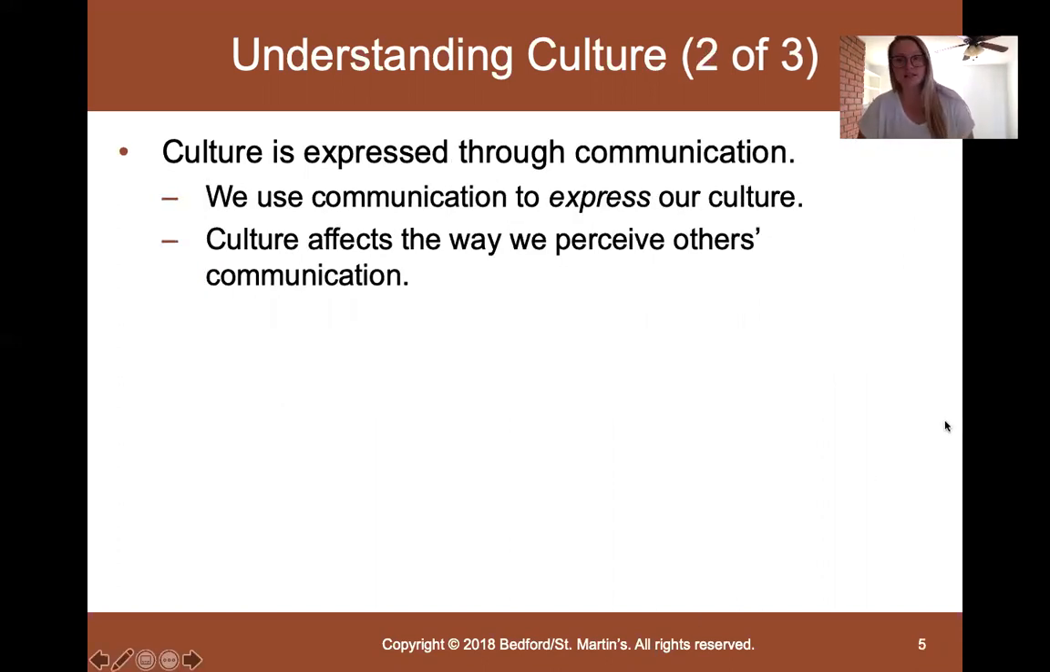Culture is expressed through communication. So we use communication to express culture, and culture affects the way we see others' communication. An example of this could be that in a culture, it could be rude to make eye contact with elders, whereas in my culture, it was rude if I didn't make eye contact with someone that I was talking to. So culture affects the way we see others' communication and the way we perceive it.